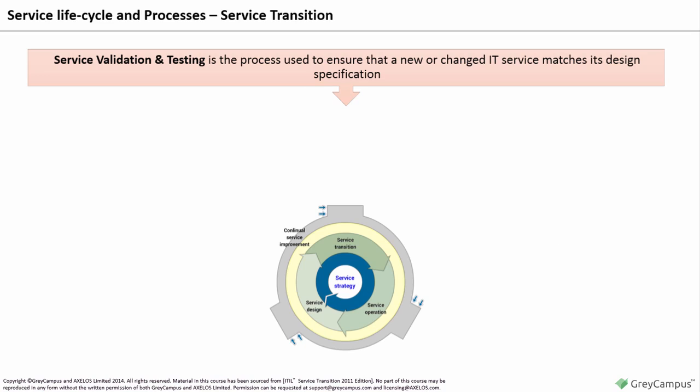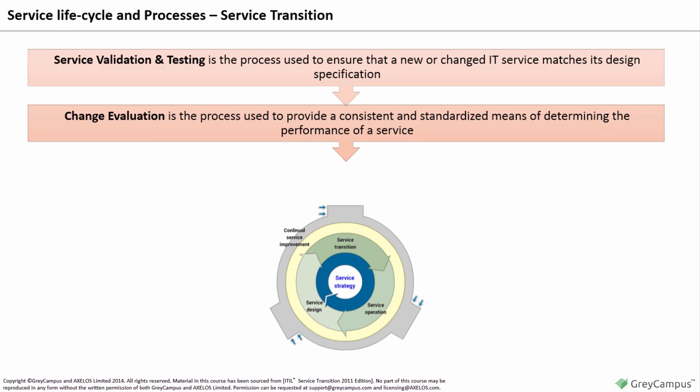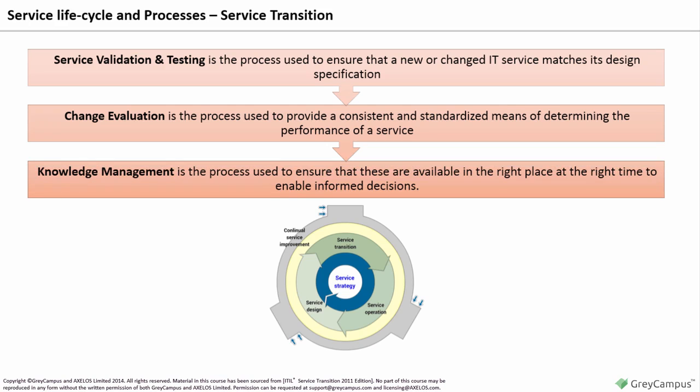Service validation and testing is the process used to ensure that a new or changed IT service matches its design specification and will meet the needs of the business. Change evaluation is the process used to provide a consistent and standardized means of determining the performance of a service change in the context of likely impacts on business outcomes and on existing and proposed services and IT infrastructure. Knowledge management is the process used to ensure that these are available in the right place at the right time to enable informed decisions.